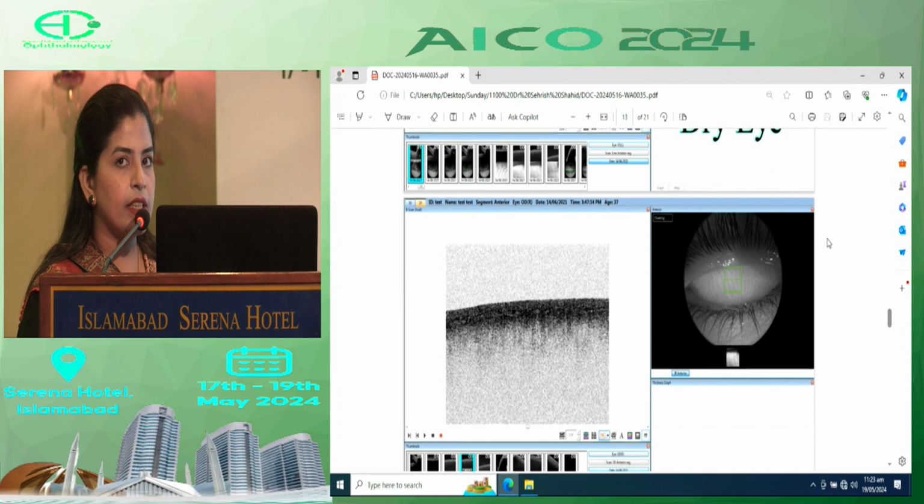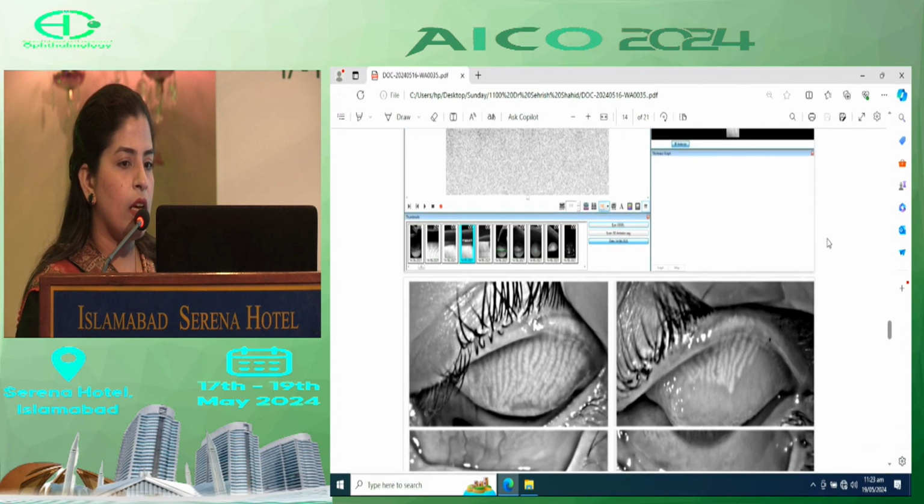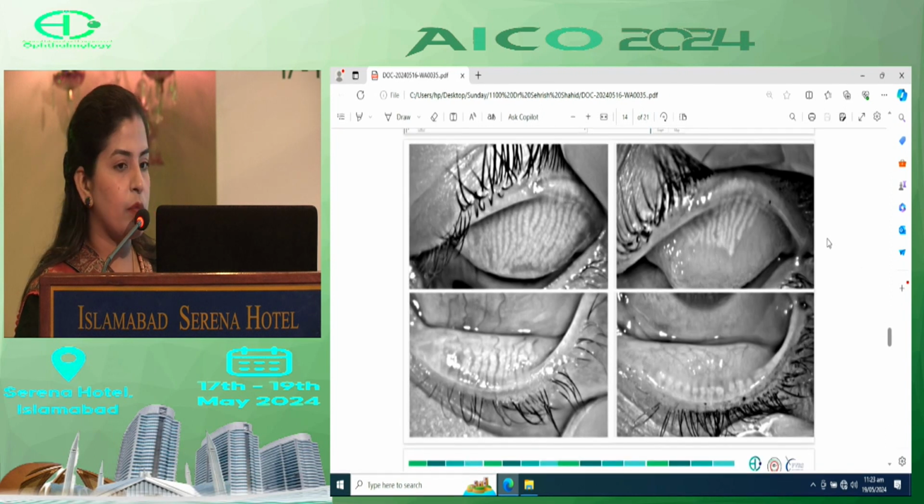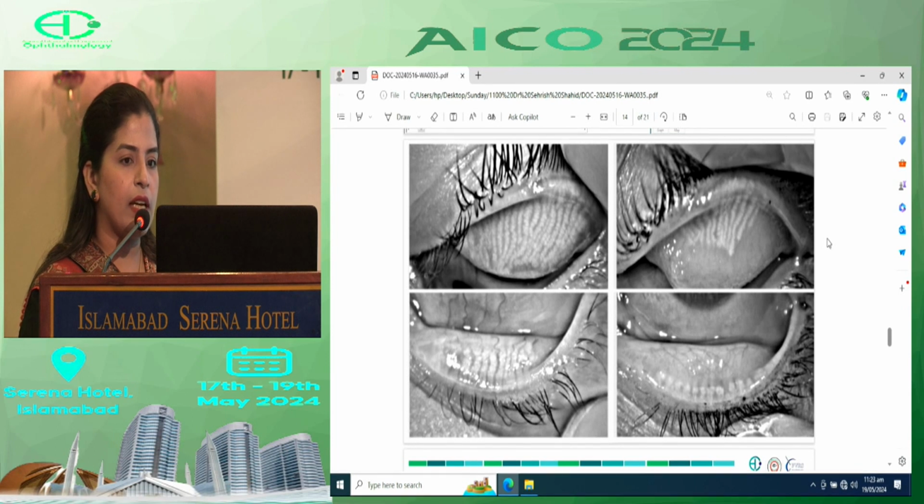That was the third scan in which we imaged the meibomian gland. And this is the standard picture, according to the international study. Here we can grade the meibomian gland according to the tortuousness of the glands or the disappearance of the glands.